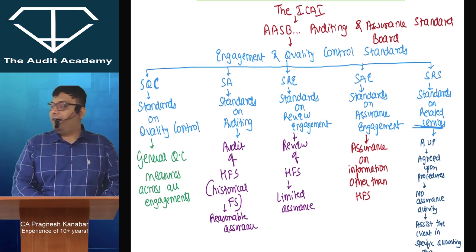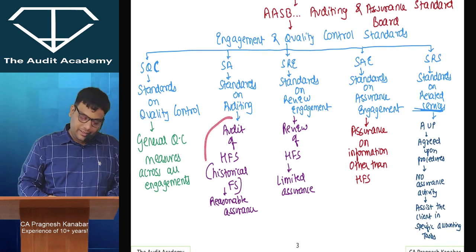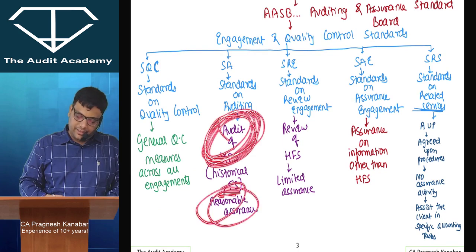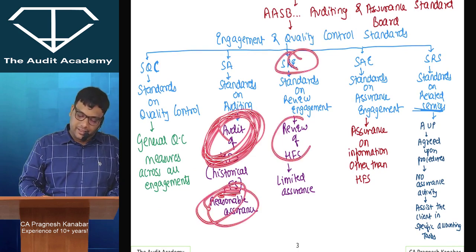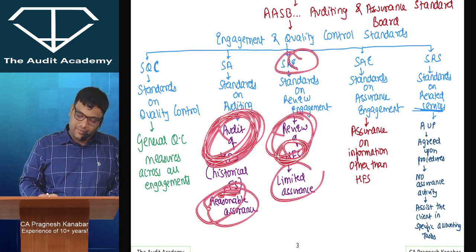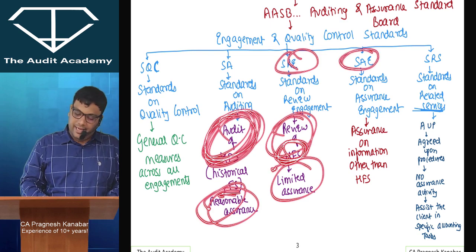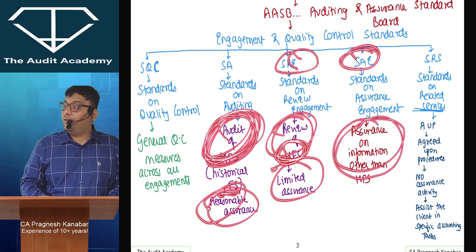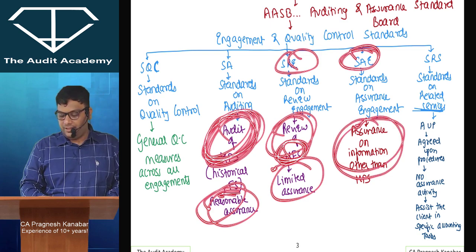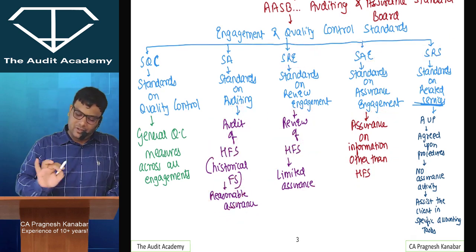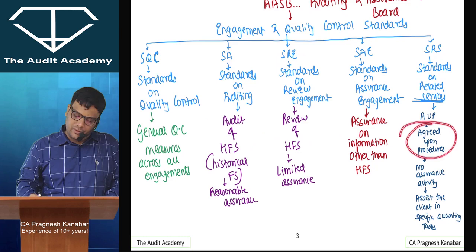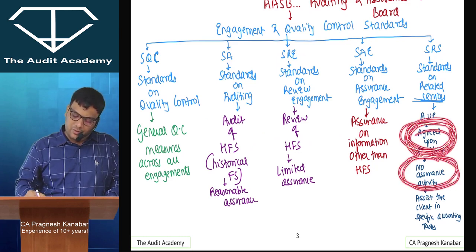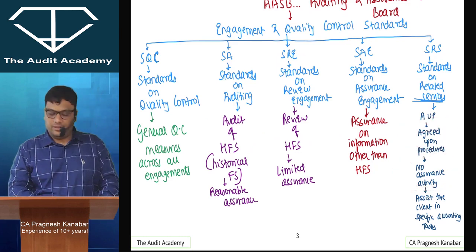All right. Then SA, standards on auditing. It deals with audit of historical financial statements, reasonable assurance. SRE deals with review of historical financial statements, limited assurance. SAE deals with assurance on information other than historical financial statements. And SRS, I am just going to do some specific accounting work as instructed by my client, but there will be no assurance activity over here.